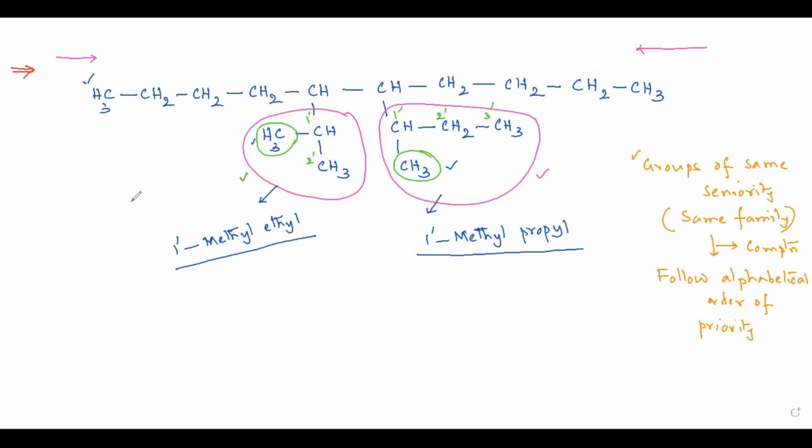Up to 1'-methyl, it is again common in both. But here you got E, here you got P. This you have to be clear about. E comes first in alphabetical order. So this carbon should get the least possible number in the competition. Giving priority according to alphabetical order is nothing but giving the least possible number. So come on, let us give numbers from this end. Forget about this one. 1, 2, 3, 4, 5, 6, 7, 8, 9, 10.